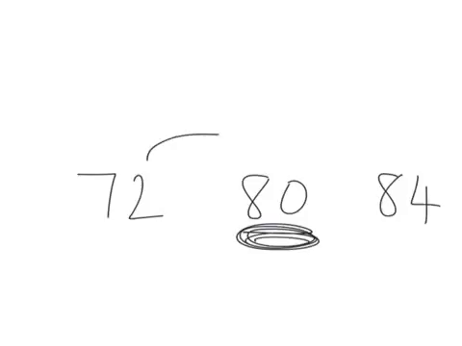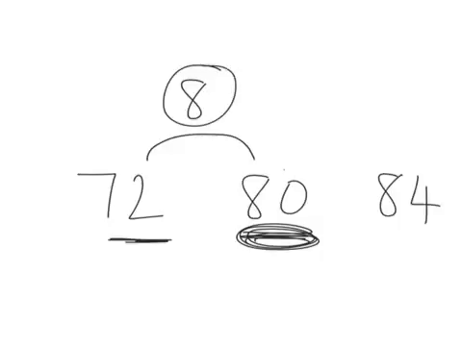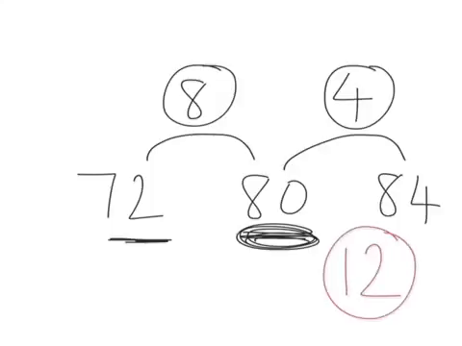Well, our first gap here is between 72 and 80, and that's when we use our jigsaw numbers. The jigsaw of 2 is 8. So the gap between 72 and 80 is 8. The gap between 80 and 84 we know by counting on, and that is 4. So our total gap between 72 and 84 is 12, because 8 plus 4 equals 12.